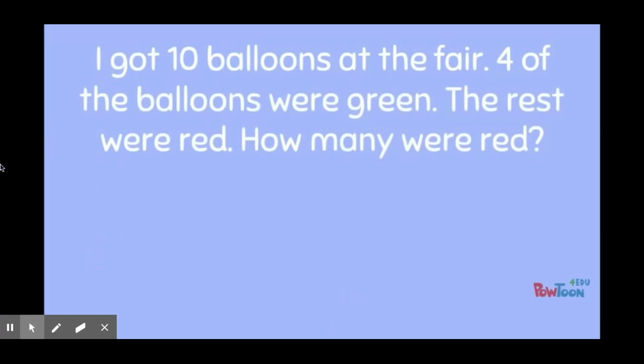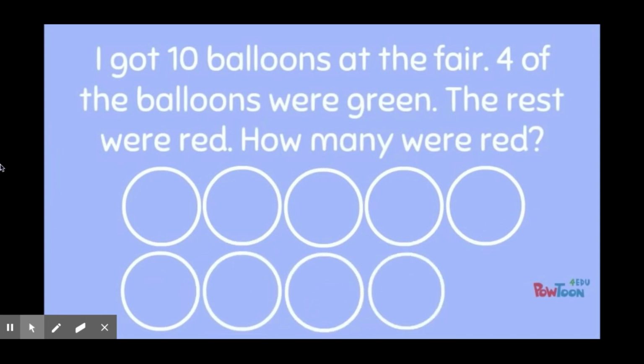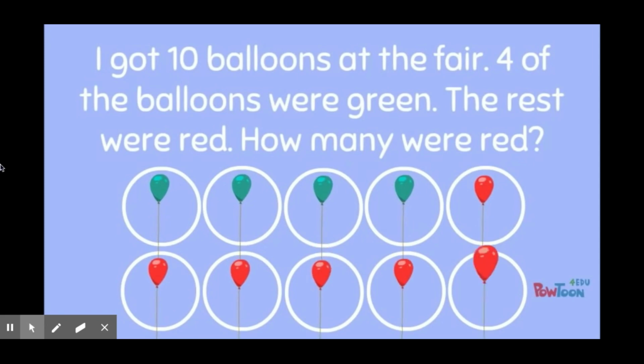I got 10 balloons at the fair. 4 of the balloons were green, the rest were red. So how many were red? I'm going to draw 10 circles to represent the 10 that I know I have in all. Now, I know that 4 were green, so I'm going to draw 4 green balloons. The rest were red, so I'm going to fill in the rest with red balloons. So do you know what the missing part is?